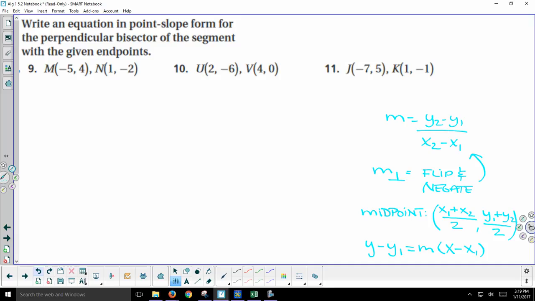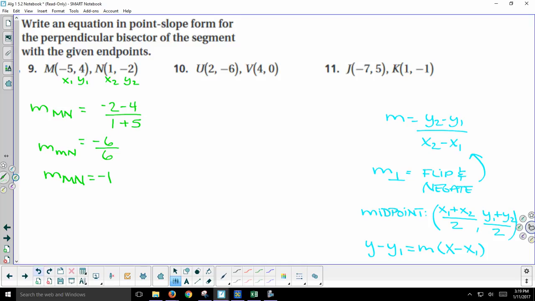So I'm going to come over here, and you know I like to label my points. I'm going to say x1, y1, x2, y2. So my slope of segment MN is y2 minus y1, negative 2 minus 4, over x2 minus x1. So 1 minus a negative 5 becomes 1 plus 5. Negative 2 minus 4 is negative 6. 1 plus 5 is positive 6. So my slope of segment MN is negative 1.